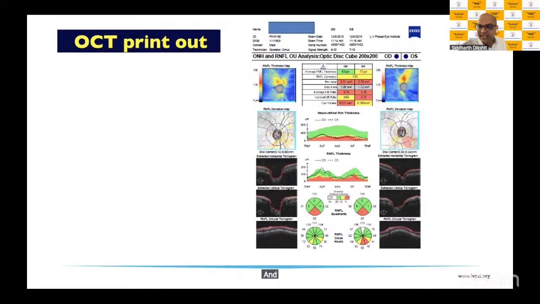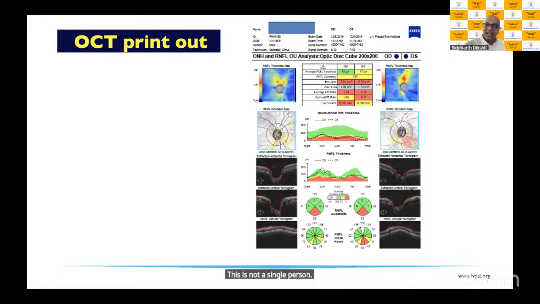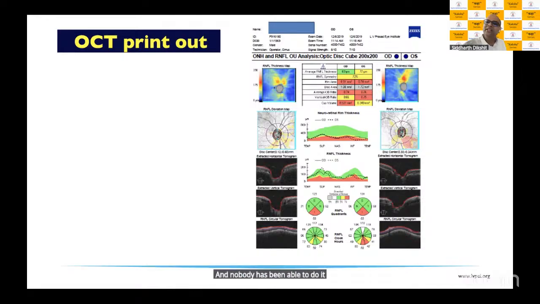And amongst these 3 criteria, there are 11 points, which only one resident appearing for DNB exam has been able to crack over the last 10 years. There is not a single person in the DNB exams that I took, and I have asked this question to everyone. What is the Anderson-Patella criteria? And you only have to remember 11 points that are there in Kanski. And nobody has been able to do it except one person. That person is a glaucoma consultant in LVPI now. So depending on the level of certainty, you need to make a decision.